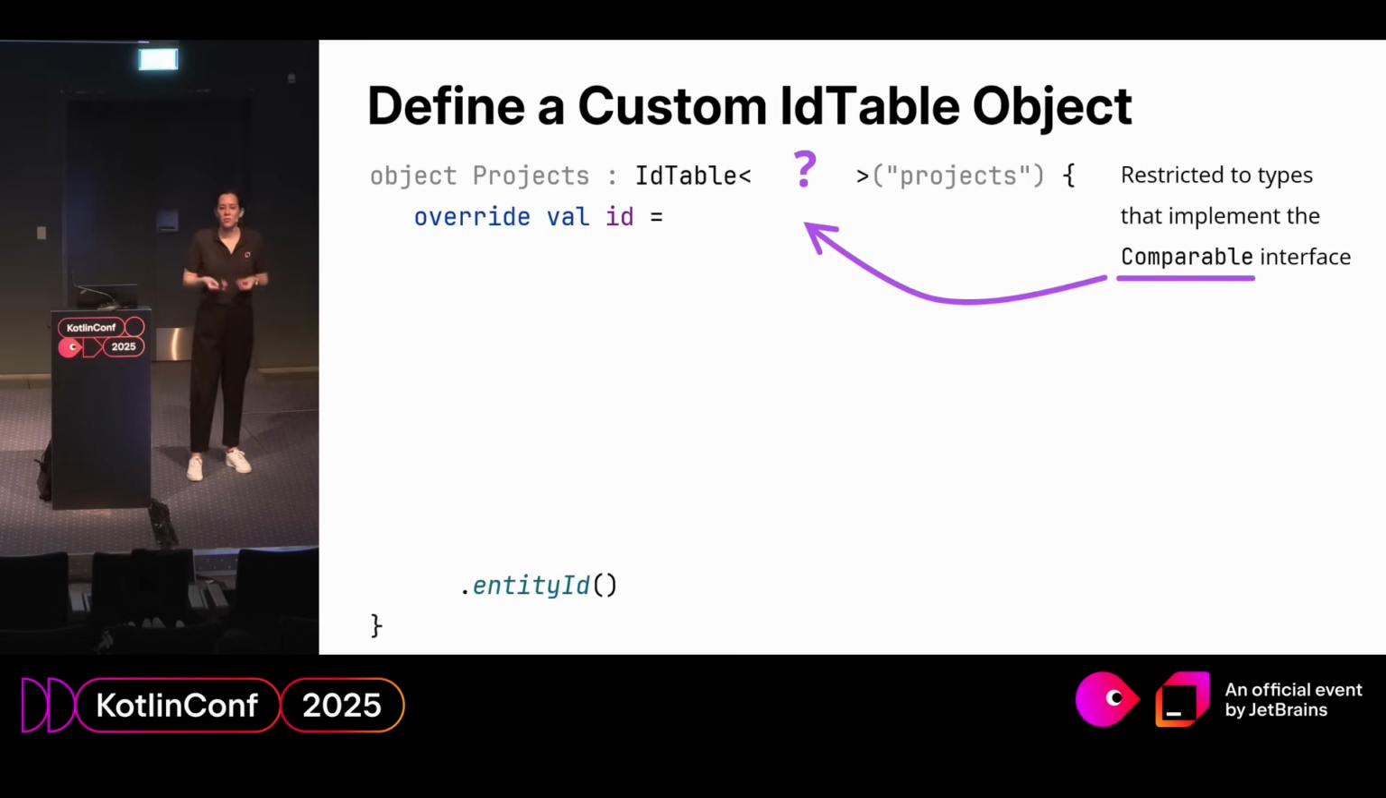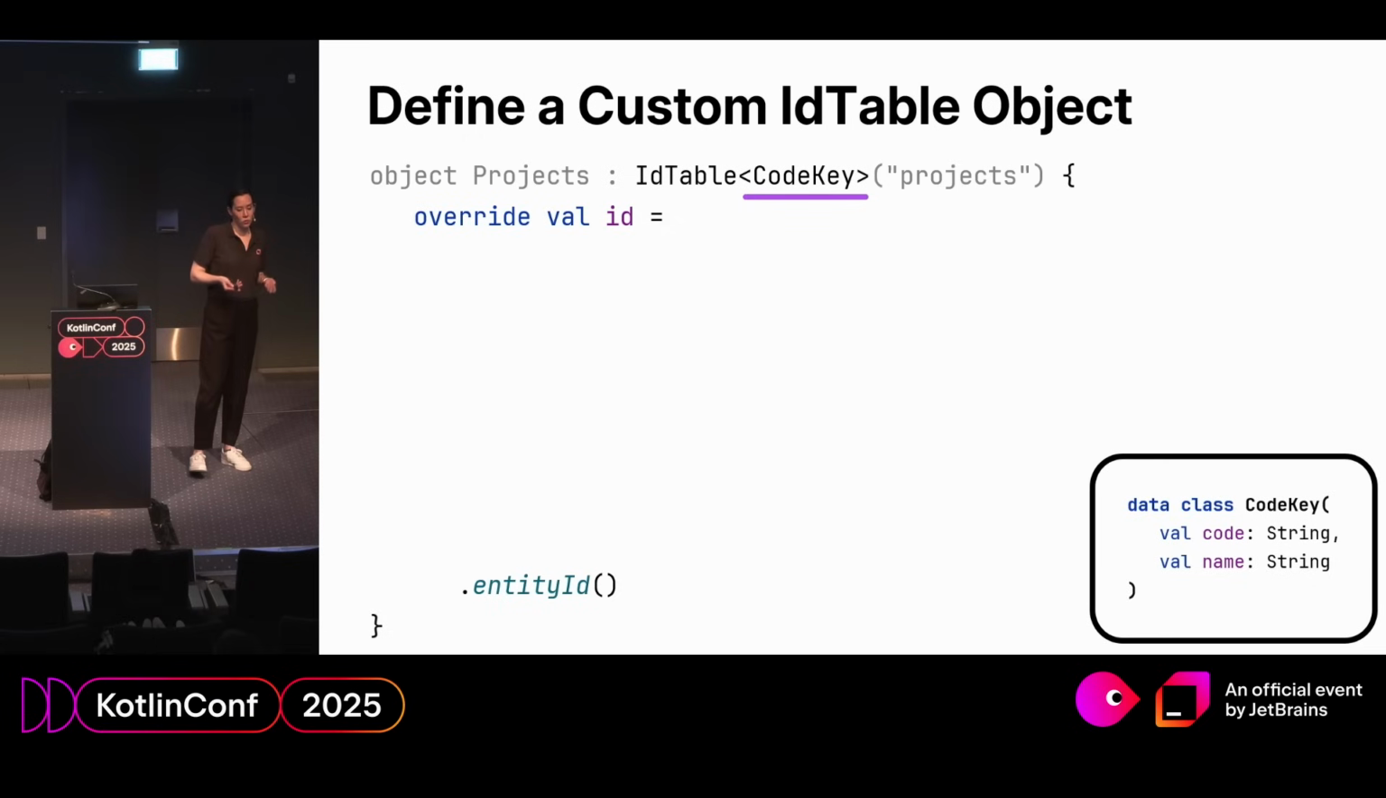We were restricted to only comparable types. That restriction has since been lifted, which means that technically now, if you want an ID table, you can pass any type that you want, even if you want a data class. And if you choose to use a data class as an ID or a key, you don't have to worry about what type of column you're going to store it in.